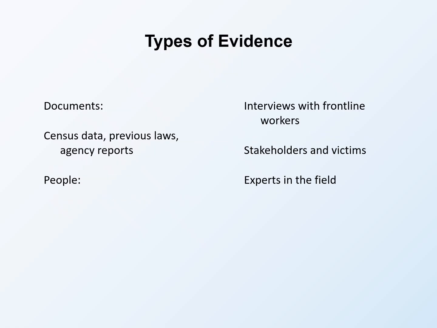Where do you find this evidence? It comes in 2 flavors: documents and people. Documents include census data, previous legislation, and agency reports. These give you the numbers, but people give you the context. Bardach stresses the importance of picking up the phone. Call the people who actually do the work.